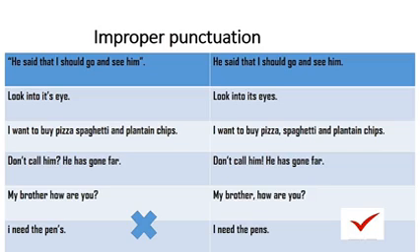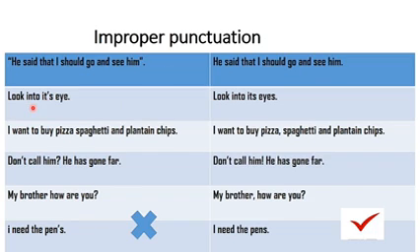Next is improper punctuation. How do we punctuate wrongly? For example, he said that I should go and see him. This sentence does not need these quotation marks because it is an indirect speech. The sentence is an example of indirect speech. It does not need speech marks. That is why you have it here. He said that I should go and see him.